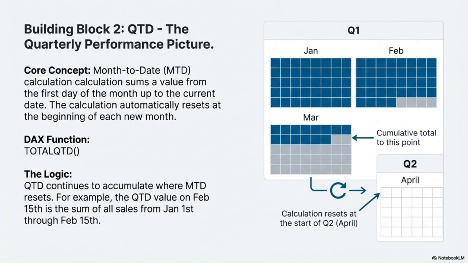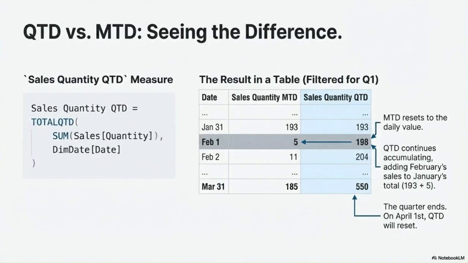What is QTD? QTD stands for quarter to date. It calculates values from the beginning of the current quarter up to the current date. This is useful for quarterly business reviews and management reporting. The DAX function for QTD is very similar: TOTALQTD, sum of sales quantity, date. Power BI automatically determines the quarter based on your date table.